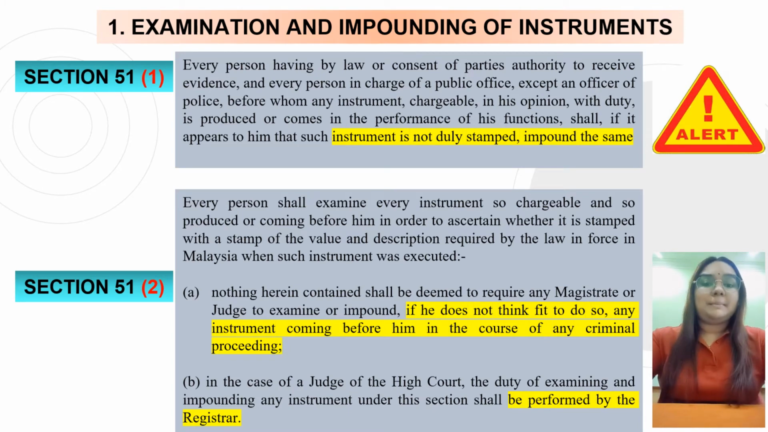So the first subsection can be simplified as: every person having by law or consent of parties authority to receive evidence, and every person in charge of a public office except an officer of the police, before whom any instrument chargeable in his opinion with duty is produced or comes in the performance of his functions, if such instrument is not duly stamped, shall impound it, because it is a breach of the law.